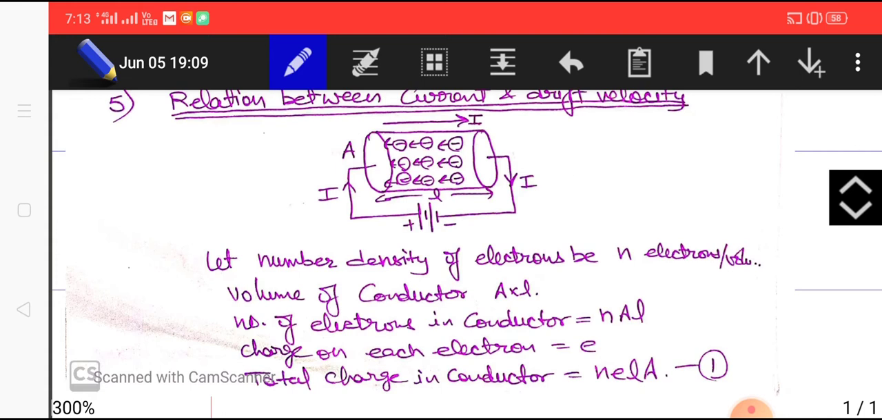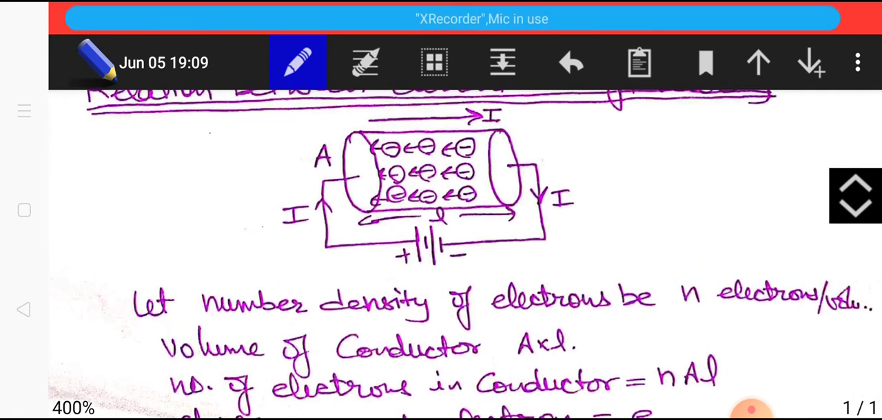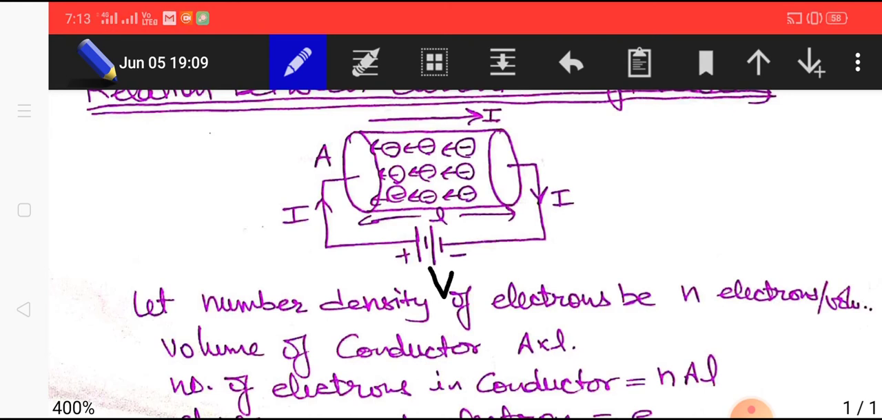Dear students, consider a conductor as shown in the figure, which is connected to a battery having voltage V, and current I is flowing. If current I is flowing in this metallic conductor, then electrons must be moving in the opposite direction as shown in the diagram. Let us consider the number density of electrons in this conductor to be n electrons per unit volume. And as you can see, this conductor is of cylindrical shape.